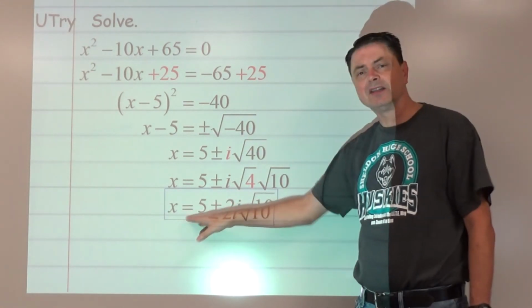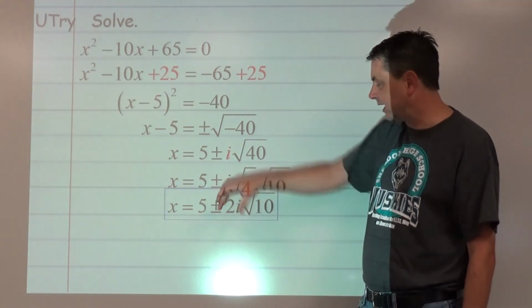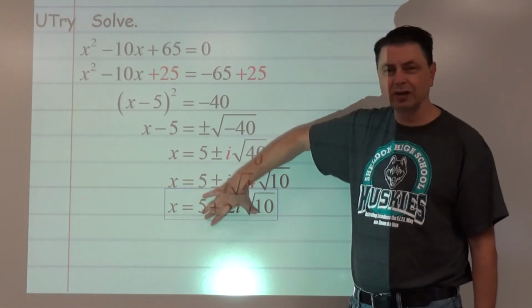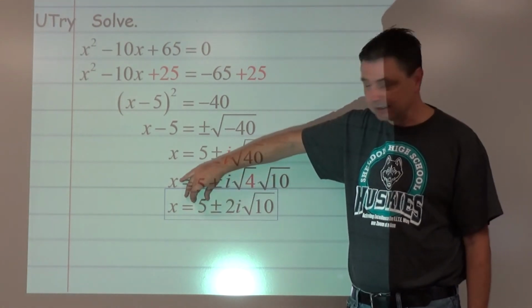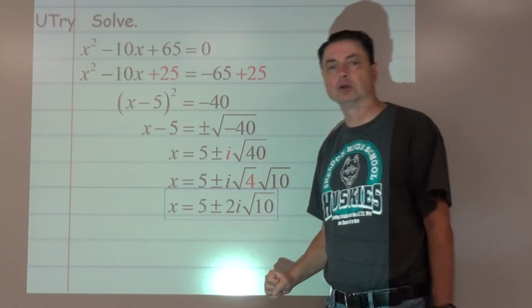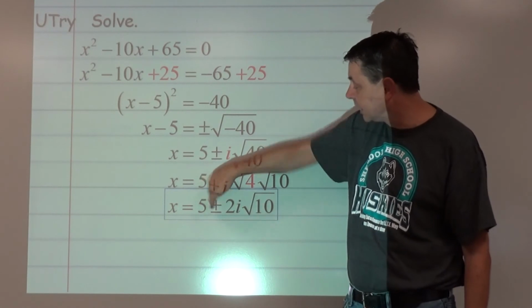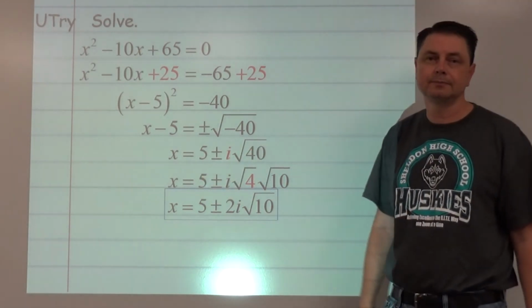And no, we cannot add these together. We can't say 5 plus 2 because it's not 2. It's a 2 times an i times a root 10. So this has an i, this doesn't, so they're not like terms. This has a root 10, this doesn't. They're not like terms. So we're going to keep them separate. Those are our final solutions. There are 2 of them, 5 plus 2i root 10 and 5 minus 2i root 10.